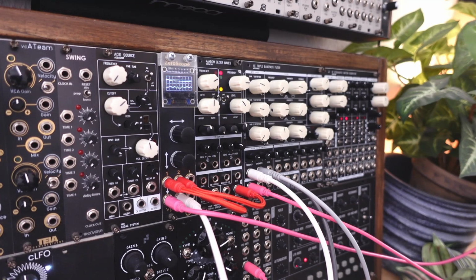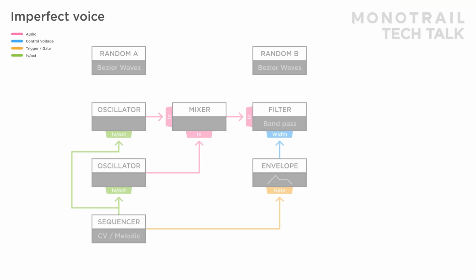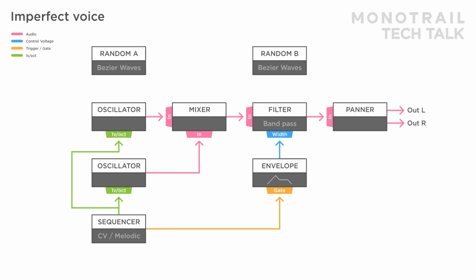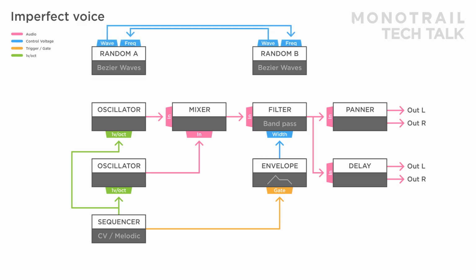But you can easily push the complexity in sound further by modulating more parameters. Here's the same dual oscillator voice expanded with a panner. Also, a copy of the audio is sent through a stereo delay to add to the stereo sound. Random waves A and B are cross-modulating each other's frequency. This is shown in the graphic even though it's done with internal normalization in the module.